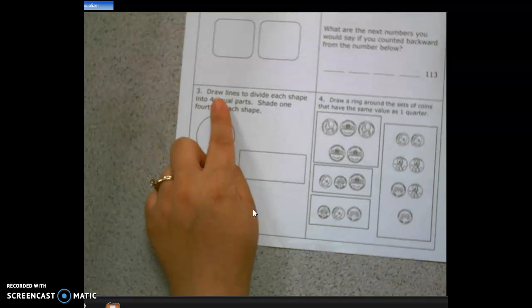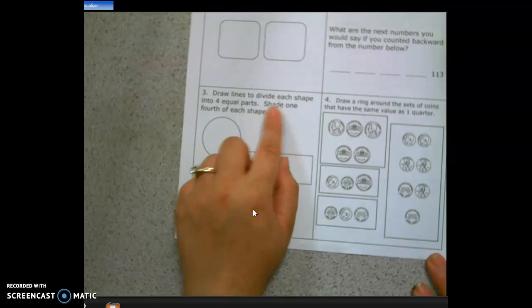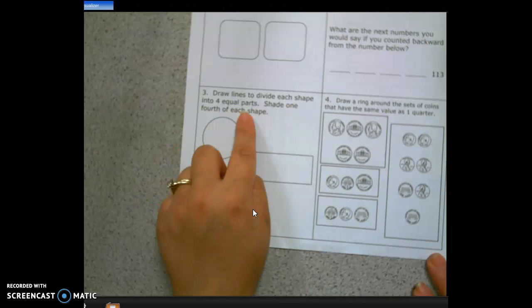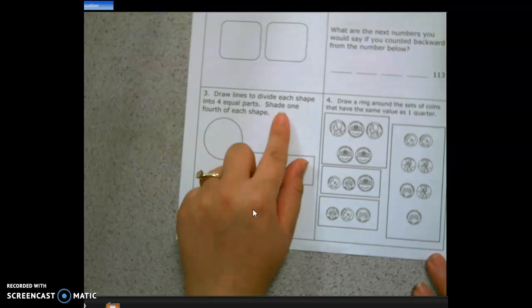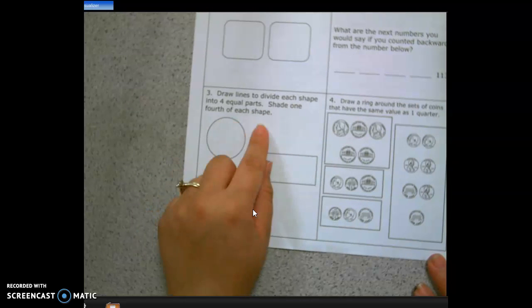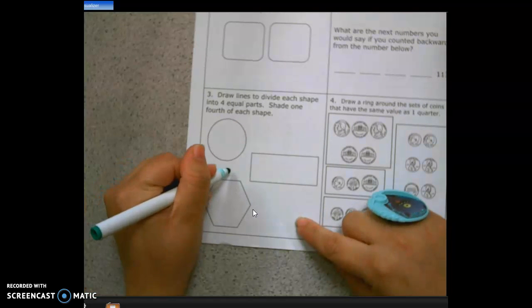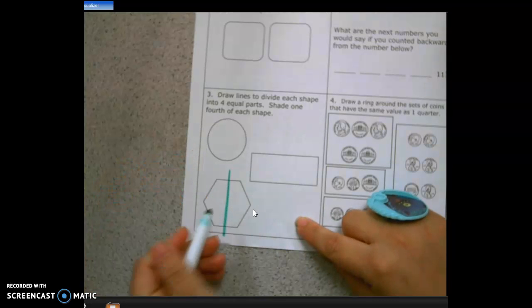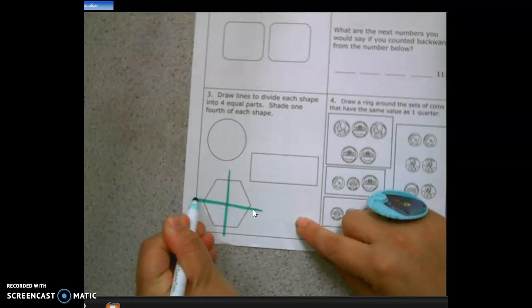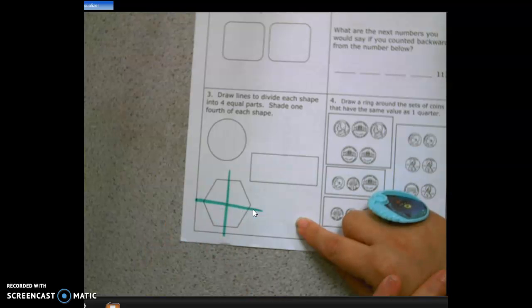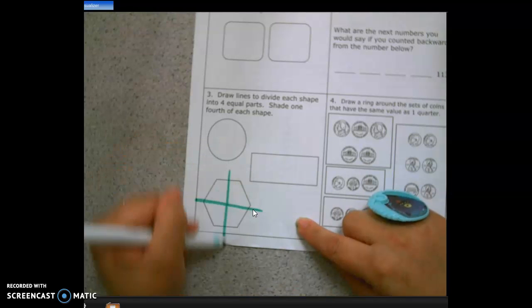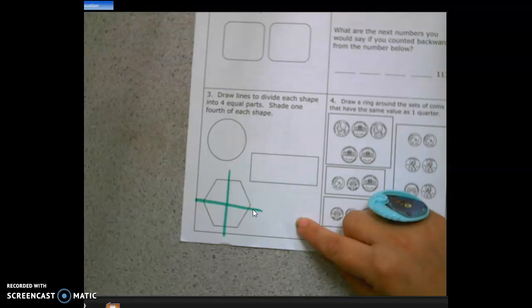Number 3. Draw lines to divide each shape into 4 equal parts. Shade 1/4 of each shape. I'm going to do the first one for you just so you could see how it works. Shade it? What does that mean? So I'm going to take my shape and divide it into 4 equal parts. That means you're drawing 2 long lines, 1 vertical usually and 1 horizontal.